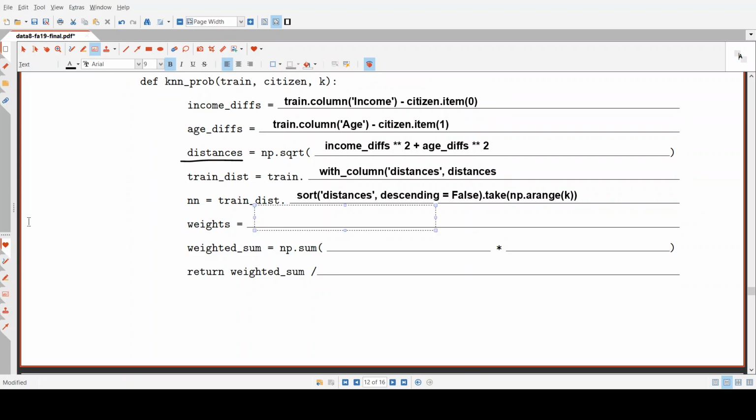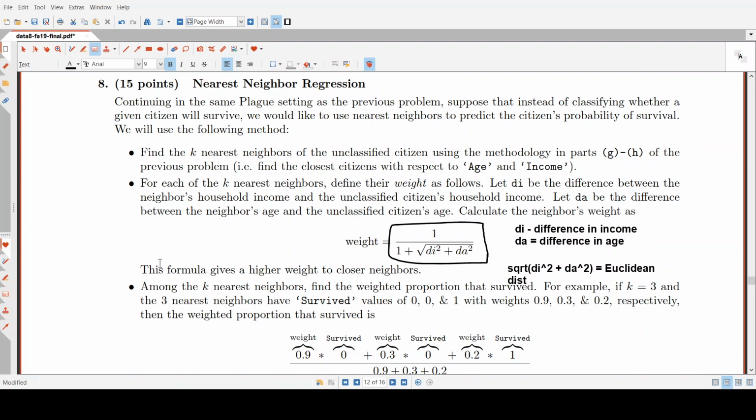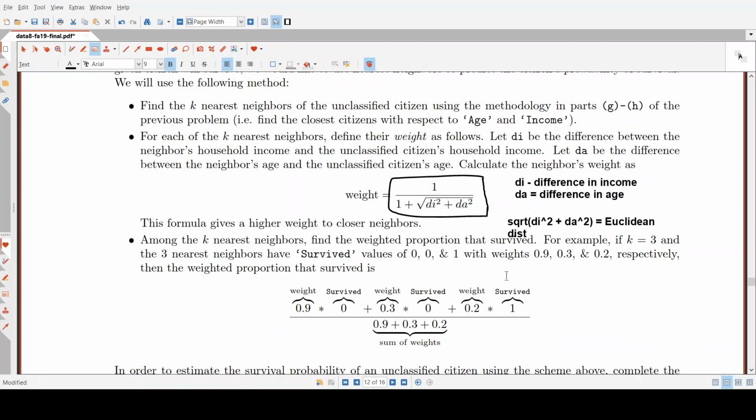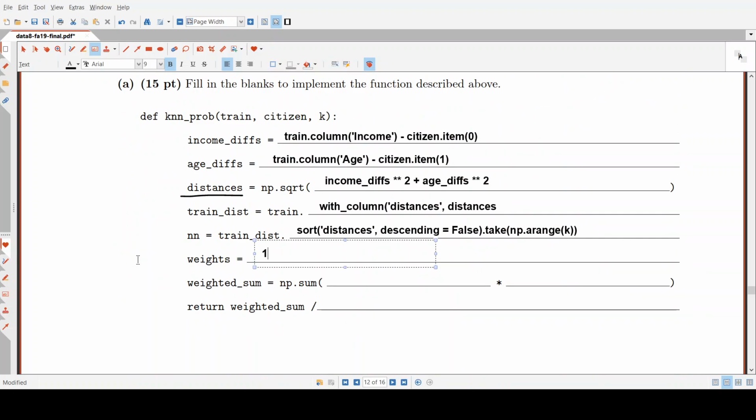Our weights is going to be, we can take the distances out of the train table, because remember we need distances to calculate the weights, because the weight is 1 over 1 plus the distance. So we can say 1 over 1 plus train.column of distances. This will give us an array of all the weights.